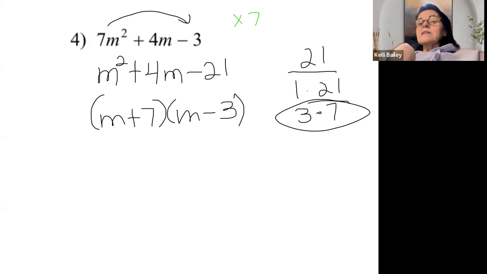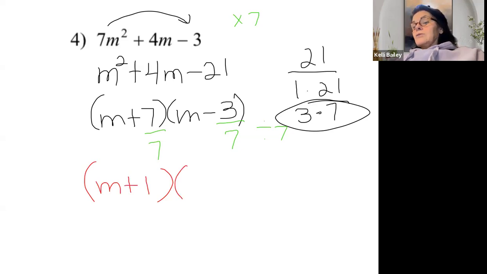I cheated by going times 7. I have to uncheat by doing divide by 7. I have to undo what I did. So I divide by 7, divide by 7. And now I just simplify it, clean it up, and make it look pretty for the teacher. So 7 divided by 7 is 1. So m plus 1. 3 divided by 7 doesn't work, so 7 comes out front. 7m minus 3. Have you noticed that every single time one of them will simplify, but the other one won't? Yeah, that's an important thing to notice.